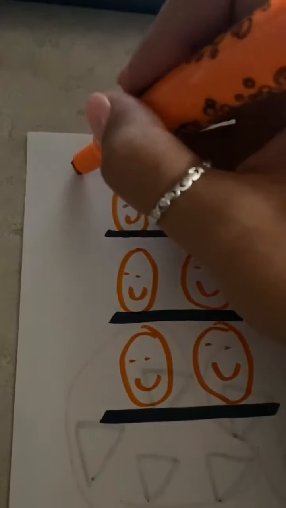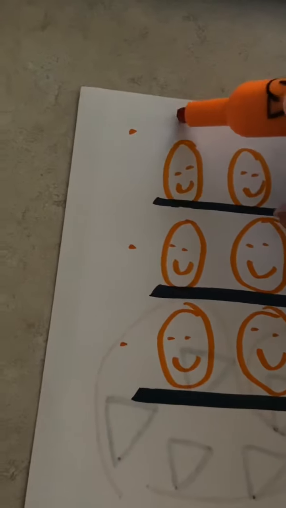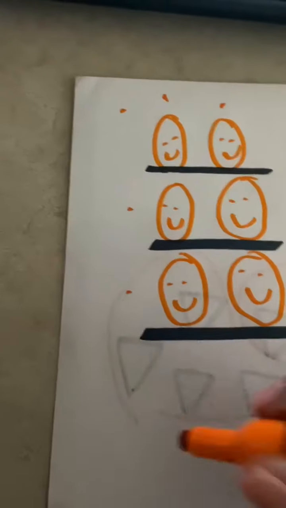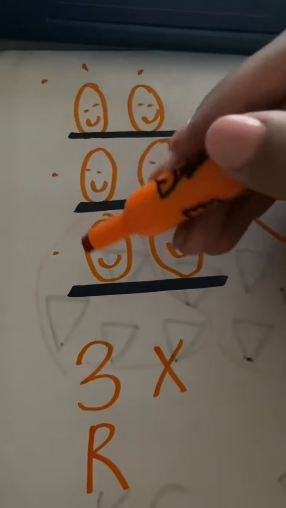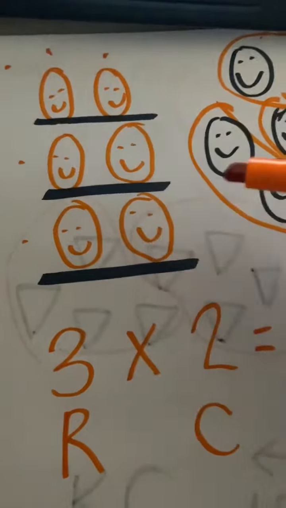I have 3 rows, 1, 2, 3, and I have 2 columns at the top. So 3 rows times 2 columns equals 2, 4, 6. So 3 times 2 equals 6.